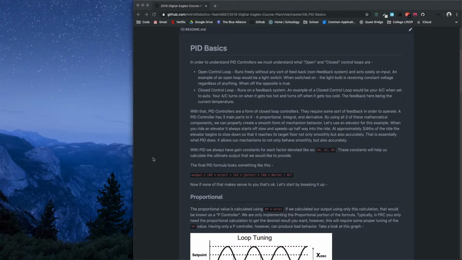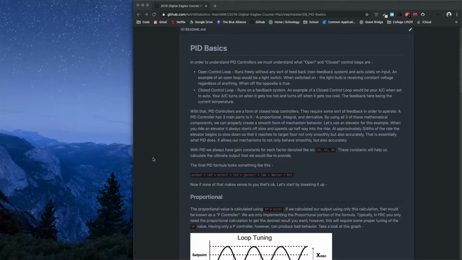So an example of that would be like a light switch. When switched on, the light bulb is getting constant voltage regardless of anything. And then when off, the opposite is true. It doesn't get any voltage. So there's no input going in. It's not getting any input or feedback. It's just running whether it's on or off. If you tell it on, it's on. Off, it's off. It doesn't get any input from, like, the time of day. So if it's on, it wouldn't be brighter if it were night or something like that. That would be the input that it would be getting, and then it would be a closed control loop. But the fact that it doesn't makes it an open control loop.